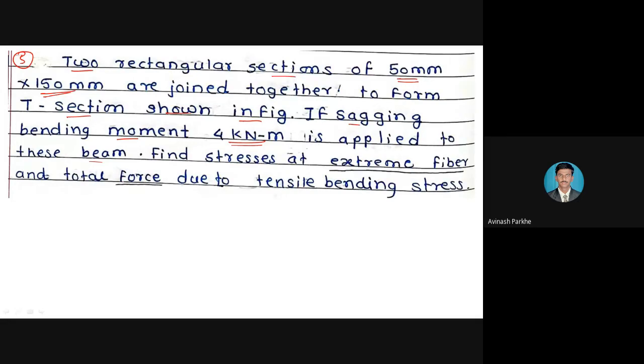Stresses at extreme fiber means we have to calculate the bending stress at the top of the beam and the bending stress at the bottom of the beam. Therefore, the statement is given like that: find the stresses at extreme fiber. Extreme fiber means the top portion of the beam and the bottom portion of the beam, because at the center point, at the neutral axis, the bending stress is equal to 0.